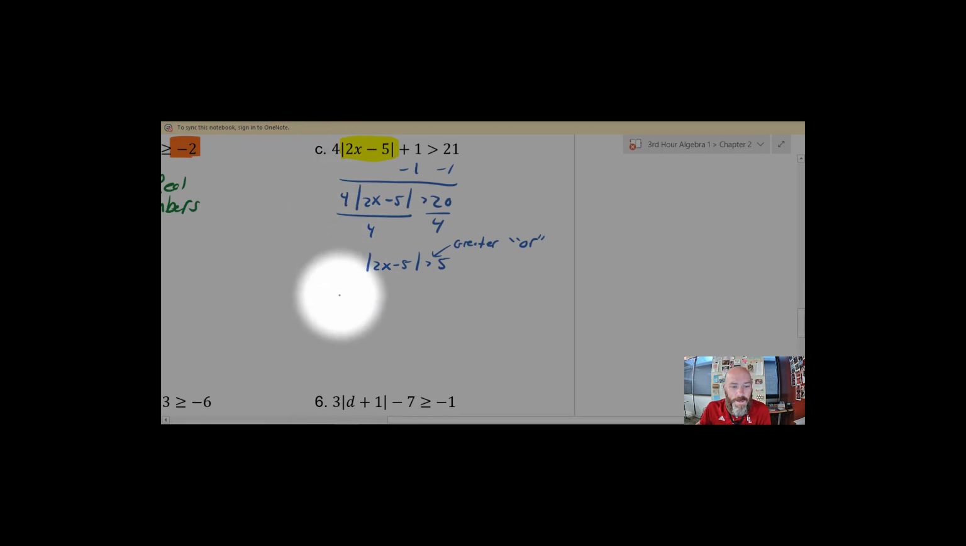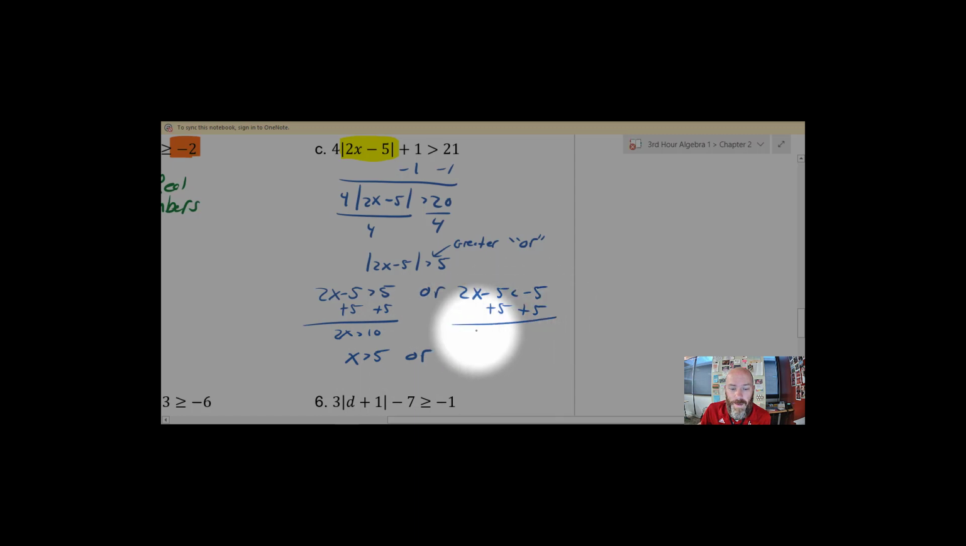So I'm going to write this twice: 2x minus 5 greater than 5, or 2x minus 5 less than negative 5. So I'm going to solve these, so add 5 to both sides. I get 2x is greater than 10. When I divide, I get x is greater than 5. Or when I add 5 to both sides in the next one, I get 2x is less than 0. So when I divide, I get x is less than 0. So I have x greater than 5 or x less than 0.